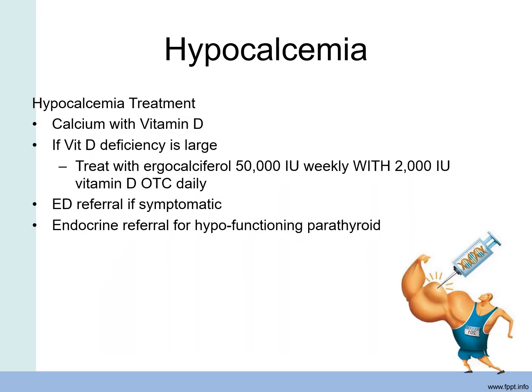Treatment of hypocalcemia, again, should be managed by our endocrinology experts, but it is typically done with calcium and vitamin D. If the vitamin D deficiency is large, we can treat with 50,000 international units weekly and 2,000 international units every day. These patients should be referred to the emergency room if they're symptomatic, and they should also be referred to endocrinology for hypofunctioning parathyroid gland.